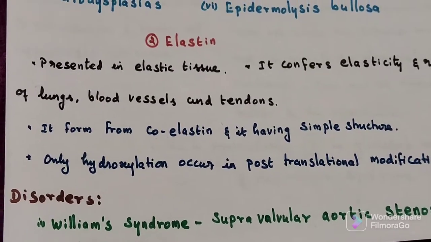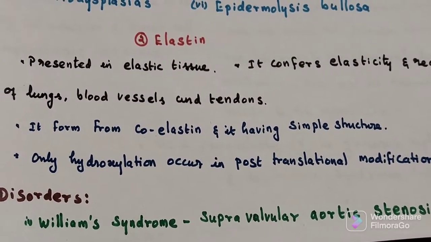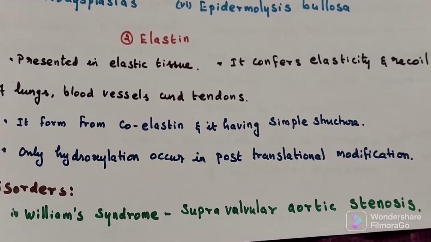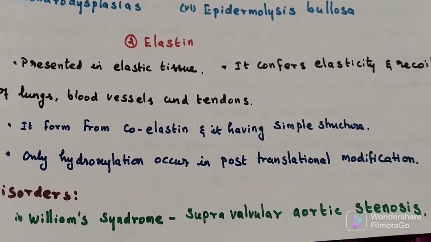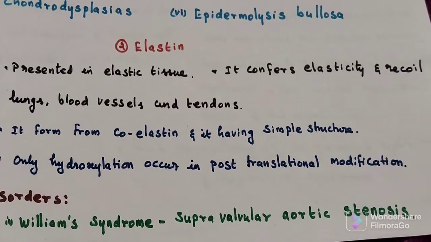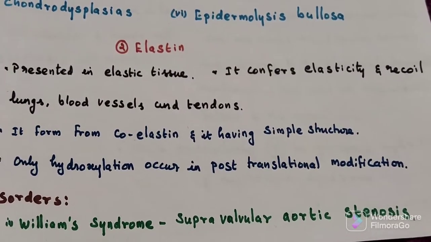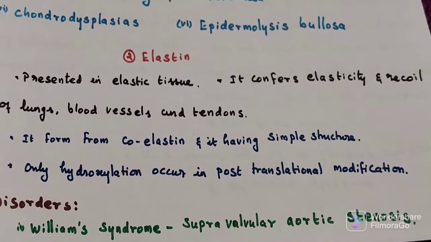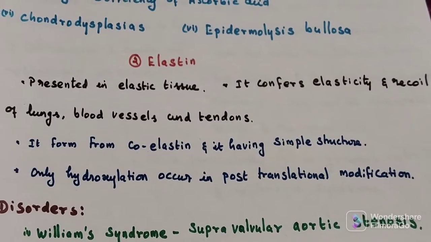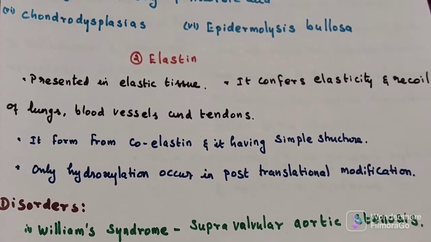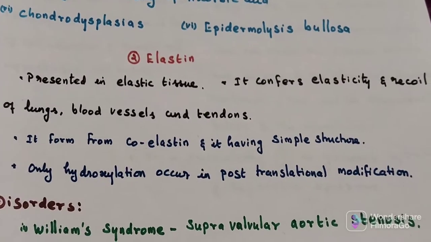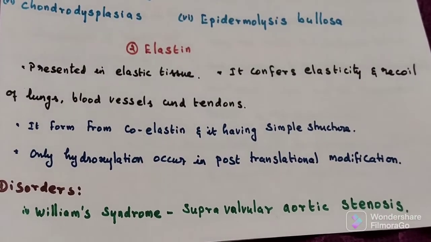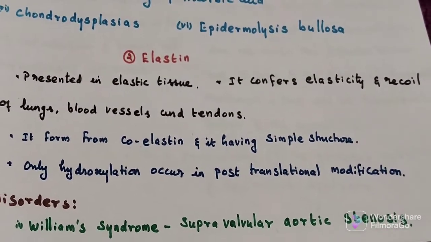What are the various disorders related to elastin? The first one is Williams syndrome. This is a disease related to elastin, caused by a defective gene for elastin. It results in the formation of supravalvular aortic stenosis.